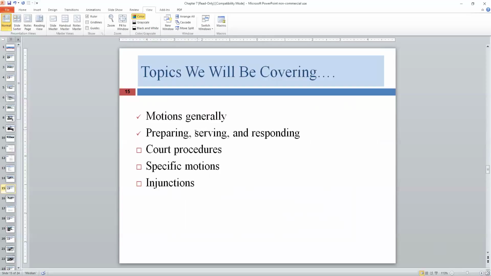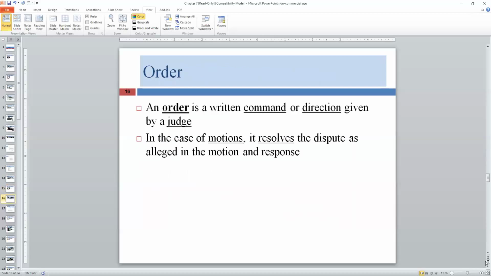We talked about motions generally. We've talked about how you prepare them, how you serve them, and how you respond to them. Now we're going to talk about what the court's going to do. So the court's received your motion, and let's say the court has decided that it wants to have a hearing on it. Well, it has had the hearing, and it can decide from the bench, or actually in open court, whether to grant the motion, or it may decide in its chambers whether to grant the motion or not.